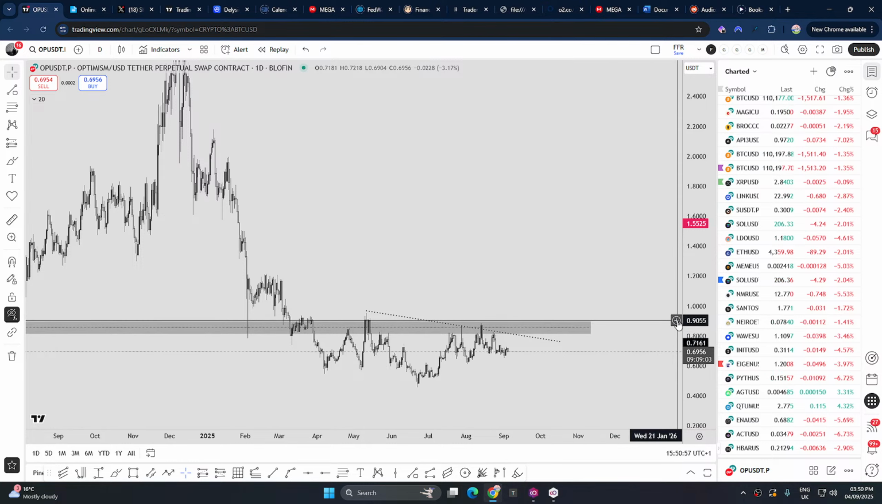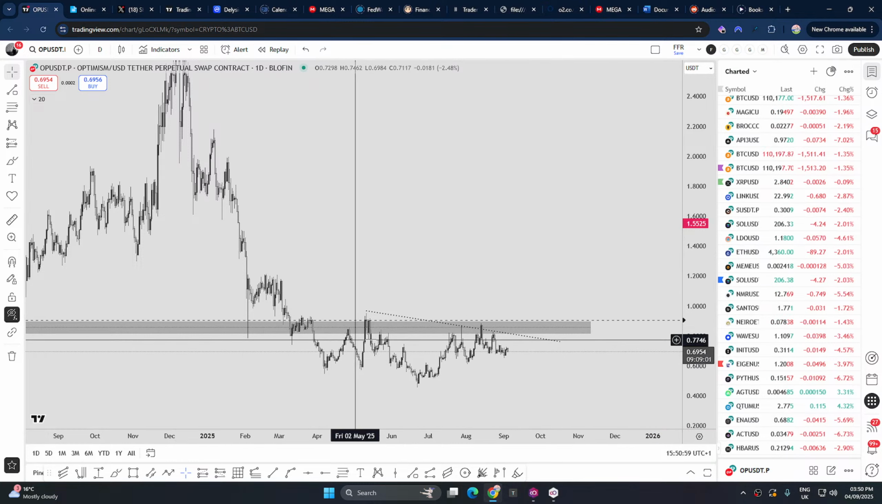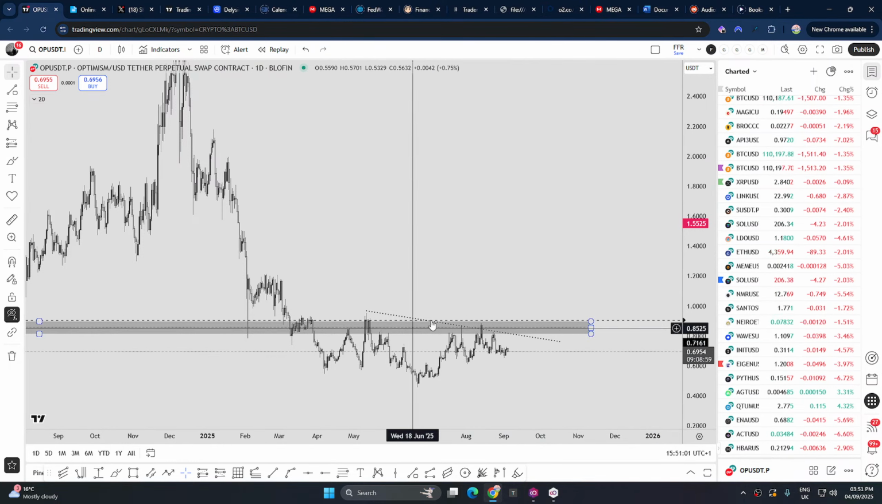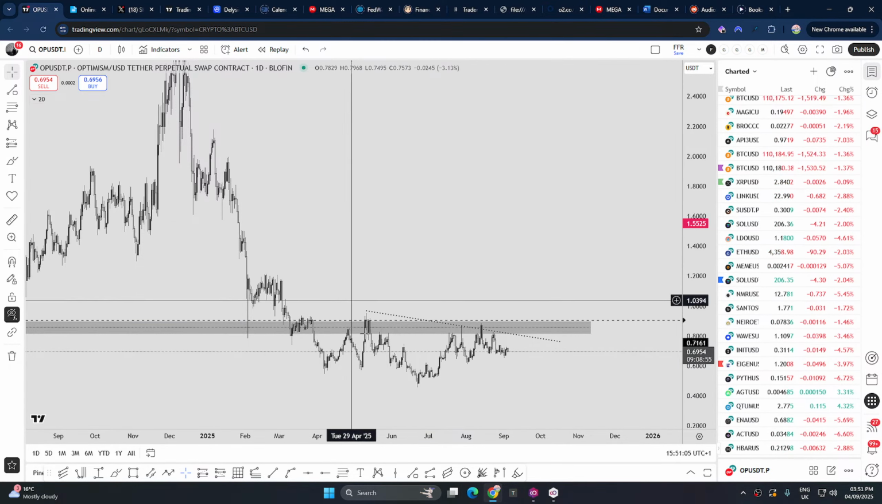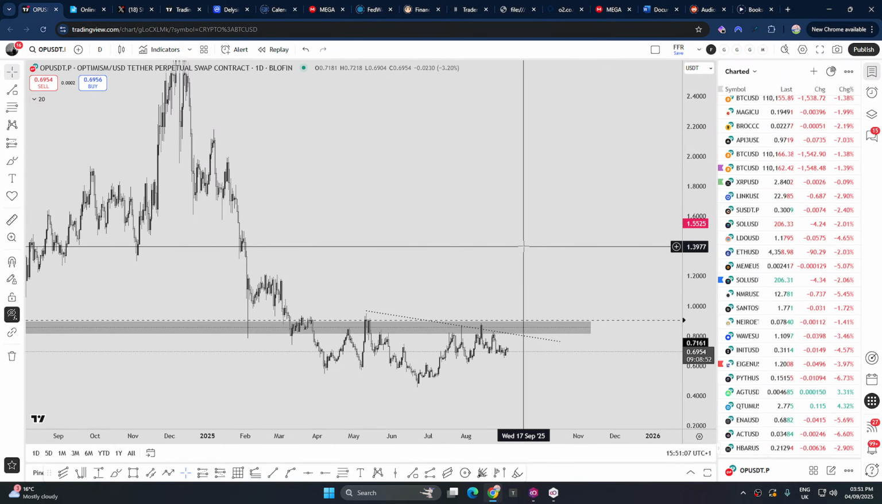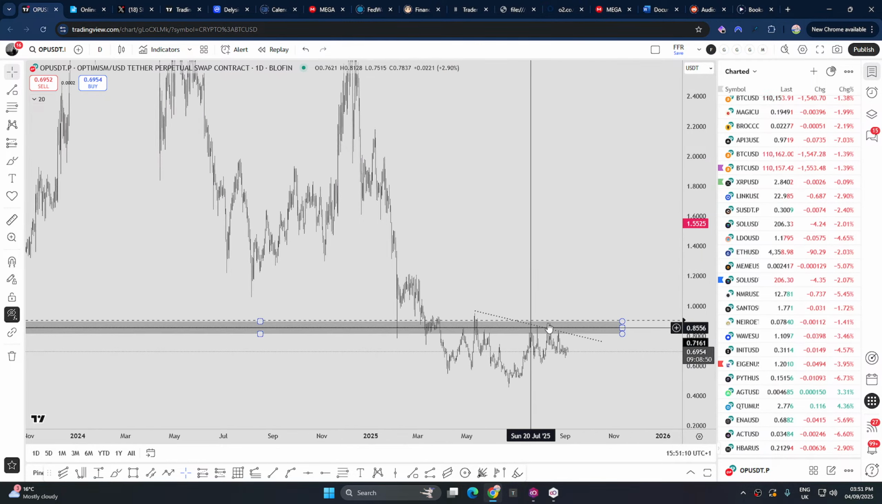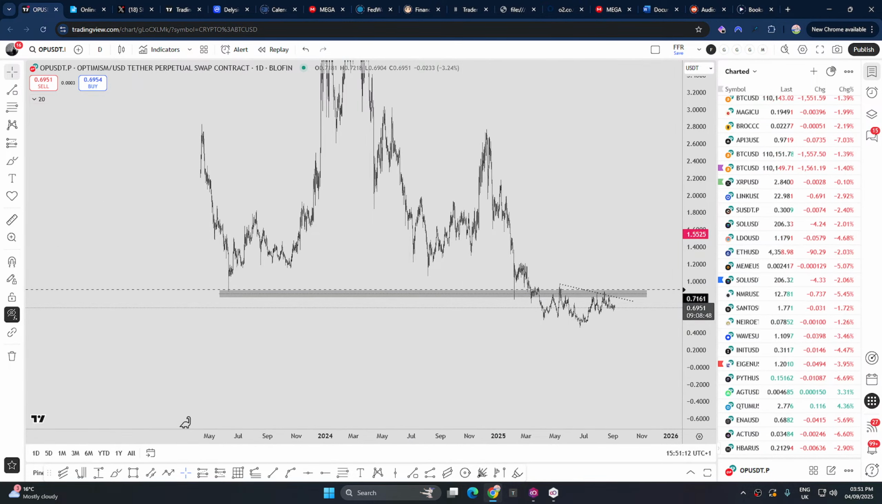OP is a dead coin. I mean, you can see this for yourself. It has been moving under this resistance since March. We frequently had these bullish periods in which most of these altcoins rallied, but OP literally is not doing anything. It's trading under this major resistance level.